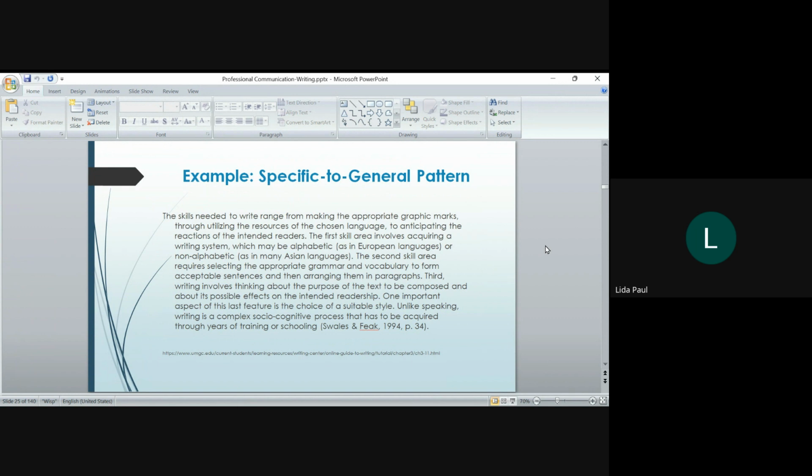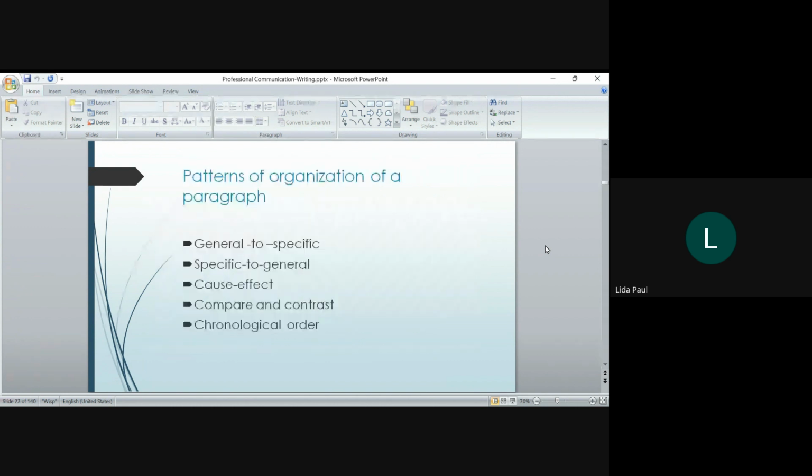These are the two basic classifications that we usually use in professional writing to arrange information within a paragraph. Everything else that you saw on the slide, compare and contrast, cause and effect, chronological order, these three can all be fit within either the general to specific form or the specific to general form. It depends. Except for maybe things like cause and effect.